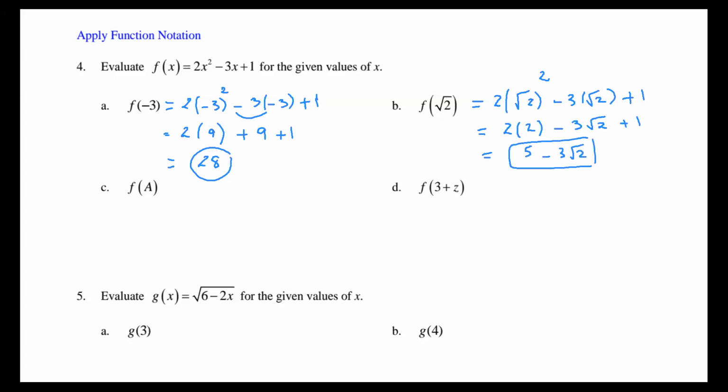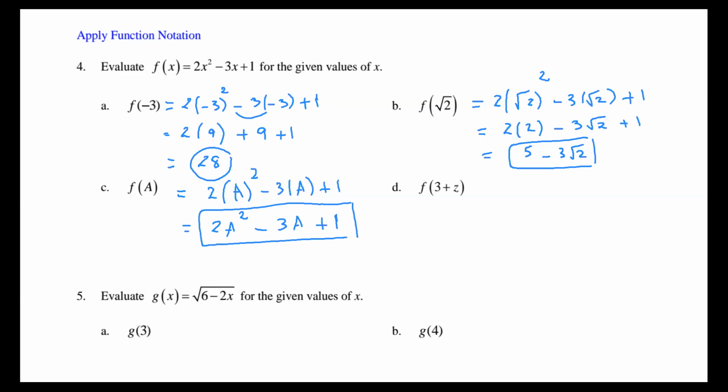In part C, we don't have a number. However, we have a letter A. So it doesn't matter. You have to plug in A for x. So we get 2a squared minus 3a plus 1. So there are no more identical terms or like terms. So this is going to be our answer.